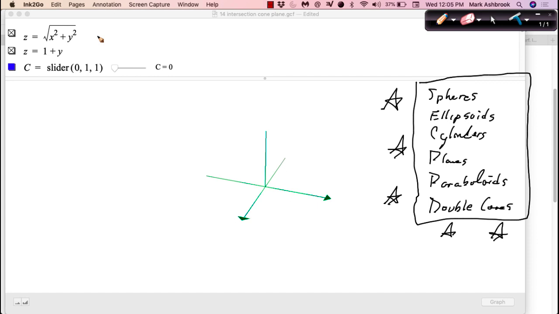Double cone, right? Because if you squared both sides, you get z squared equals x squared plus y squared. But what's going on here? What's different about this from, is it a double cone? Looks like half. Yeah, why half? Because z can't be negative.